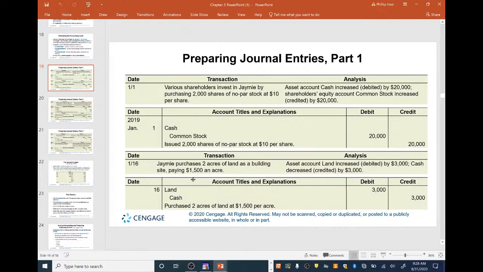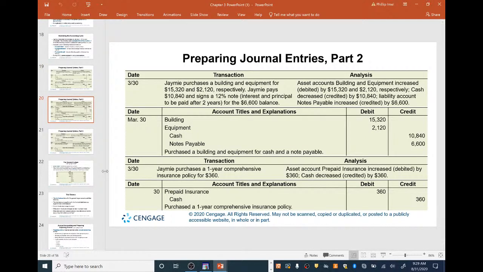1,500 times 2 acres, 3,000. So we're receiving an asset, land. Assets increase with a debit, so land is increasing by 3,000. And we paid $1,500 an acre. Cash is an asset, it's decreasing, it's going out, so we have to credit it for $3,000. So once again, the asset account land increased by $3,000 by debiting it. Cash decreased by crediting it $3,000.